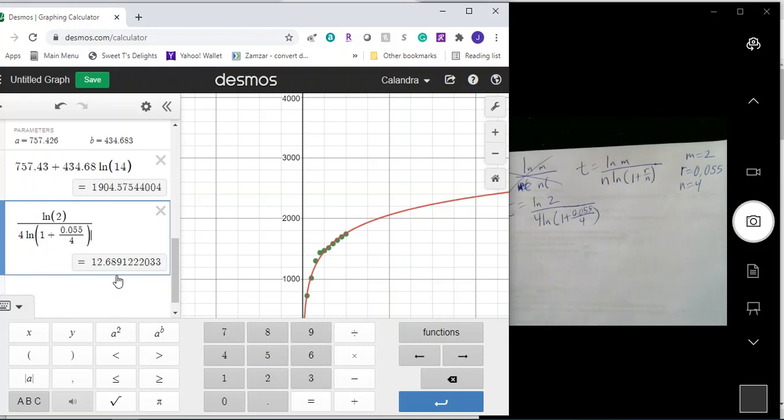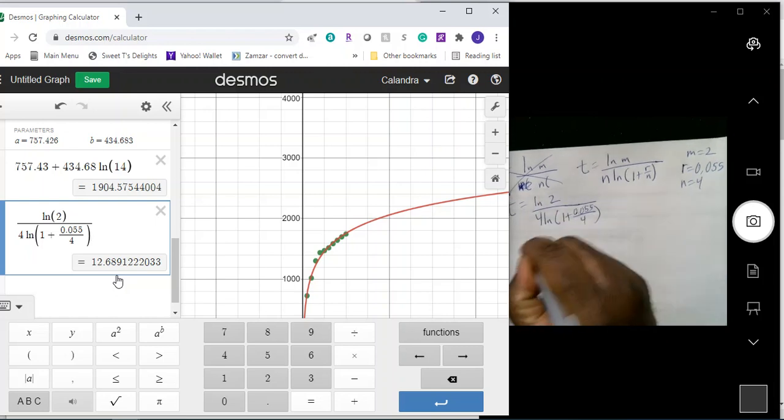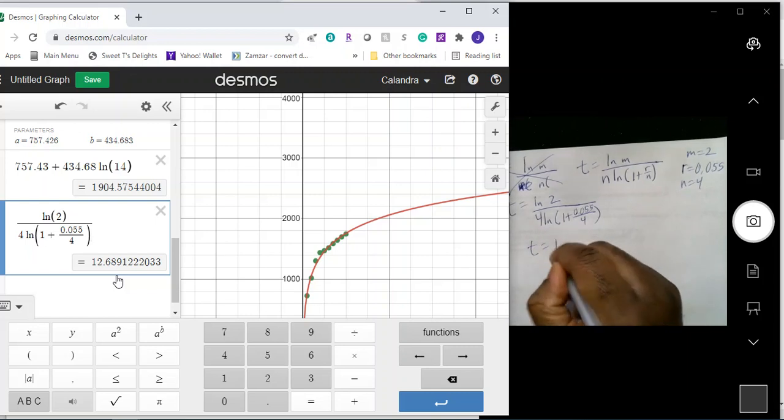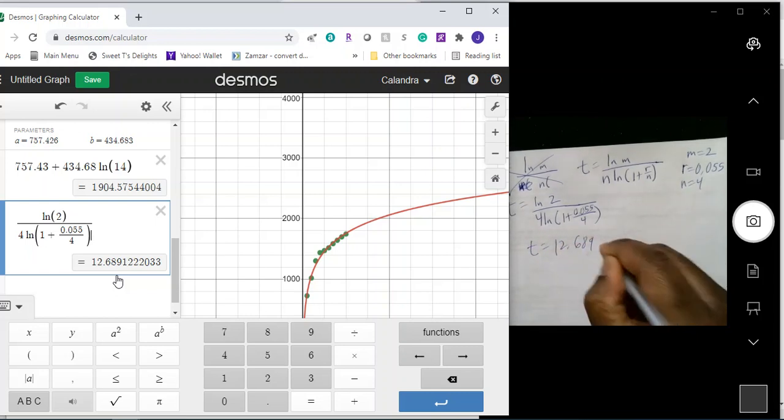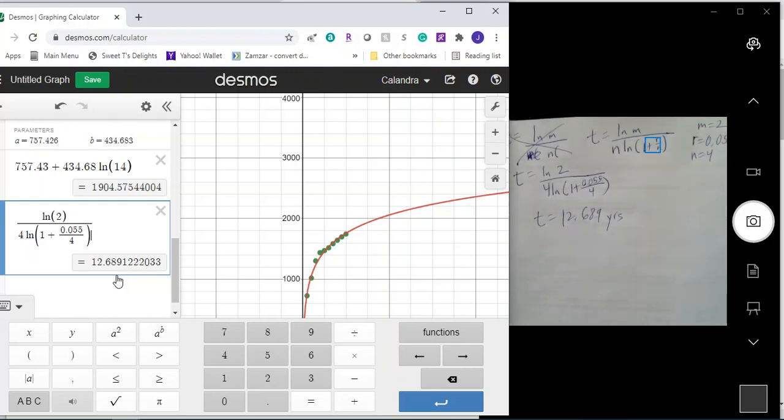Now, I don't recall reading anywhere where it tells us to round to a certain decimal place. So let's round to 3 decimal places. If we do 3 decimal places, this will give us 12.689, and that'll be years. So at 5.5% interest, it'll take 12.689 years for the money to double. All right. Now we go to B.